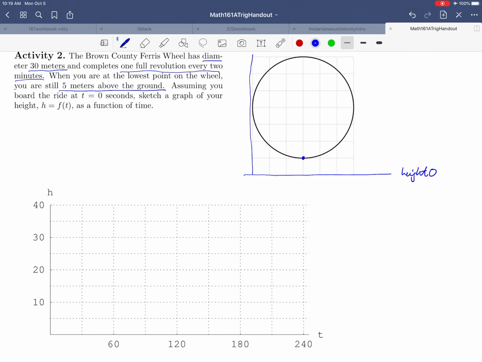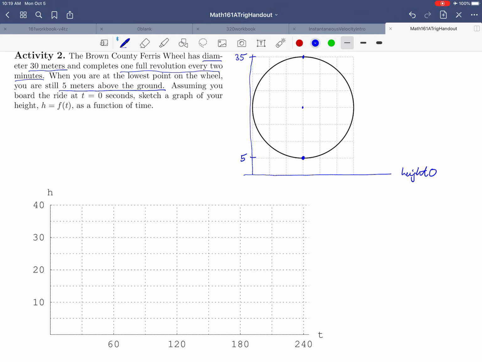And so what did they tell us? They tell us at the lowest point over here, we are still 5 meters above the ground. So I can put that here. This is 5 meters. And the diameter is 30 meters. So the highest point of our Ferris wheel right here, I can label that. That is going to be 35 meters, since we have 5 meters to get to the bottom of the wheel, and then an additional 30 meters to get us all the way through.